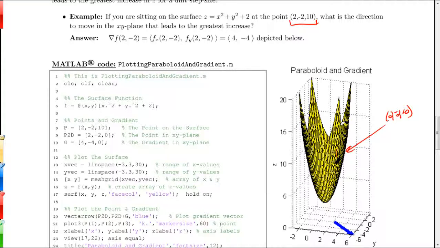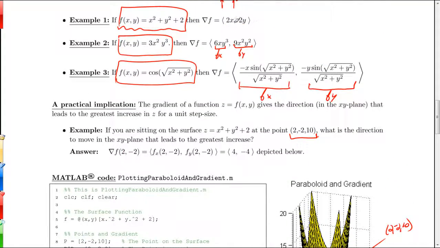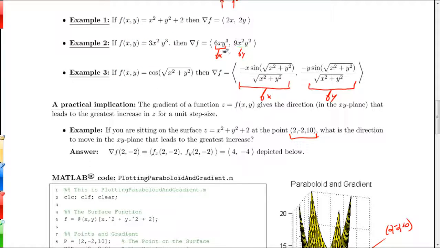Okay, so let's check. If we do that, so here was our gradient. If you go back to our, let me put it up here, the gradient of our function for this problem is given right here.